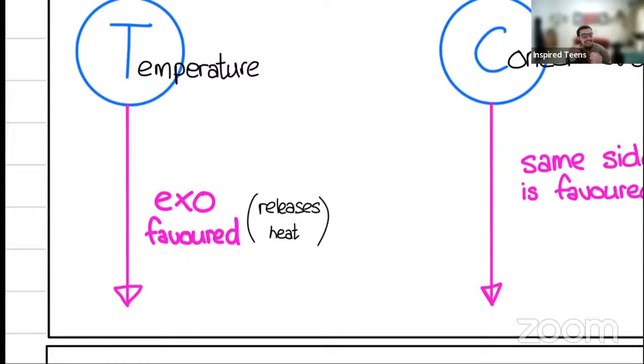So when temperature decreases, the reason it favors the exothermic reaction is because the exothermic reaction releases heat. And since the exothermic reaction releases heat, it will counteract the temperature drop. So the temperature drops, but then the system favors the exothermic reaction, so it releases heat, and that brings the temperature back to what it wants.